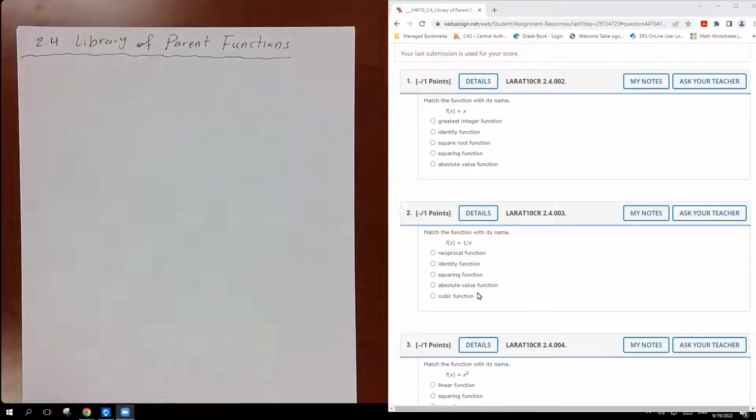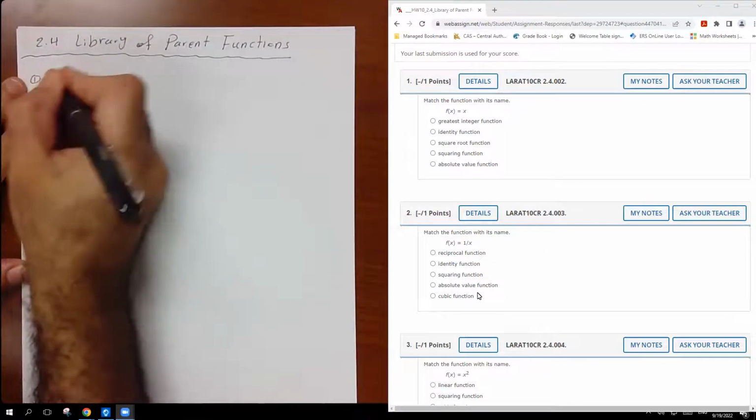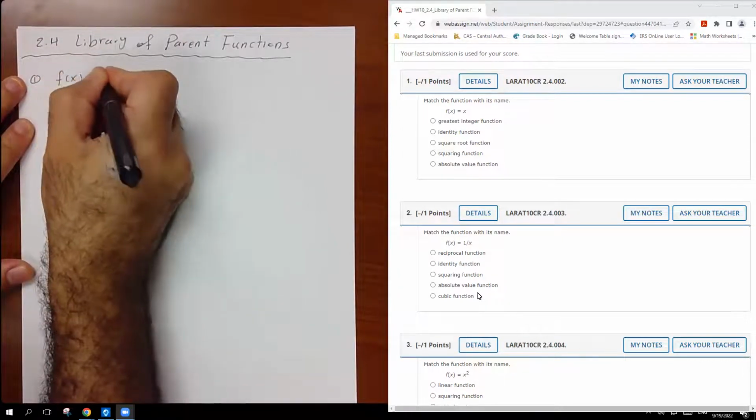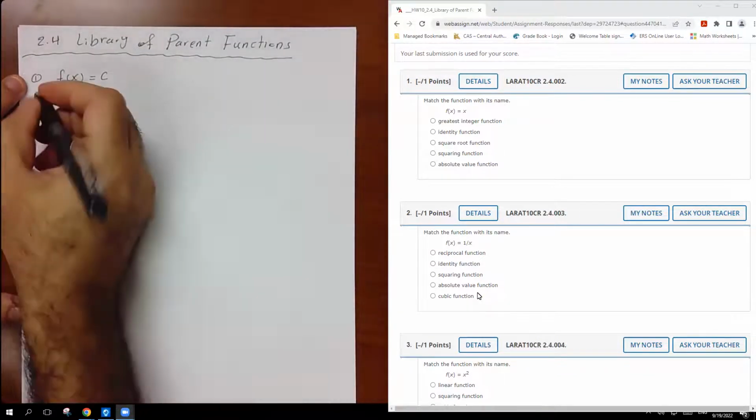The first library of parent functions. So the first parent function is going to be, let's start with this one. The first one is f of x equals c. This function is called constant function.